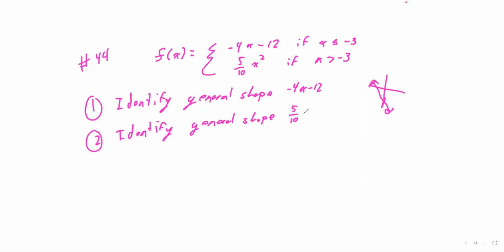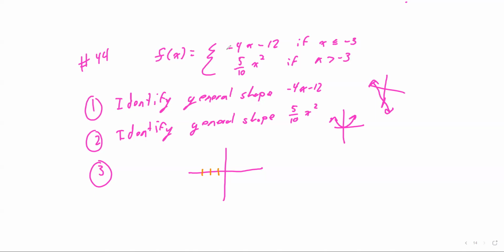Which is, they say 5/10. Again, could just say 1/2. But I know that that's a positive parabola, so I know it's going to make some type of shape like that. It's not going to adjust up or down. So then to put this all together, I see that my breaking number is at -3. So that's where I'm going to start.